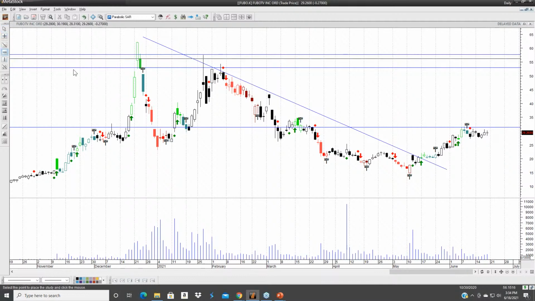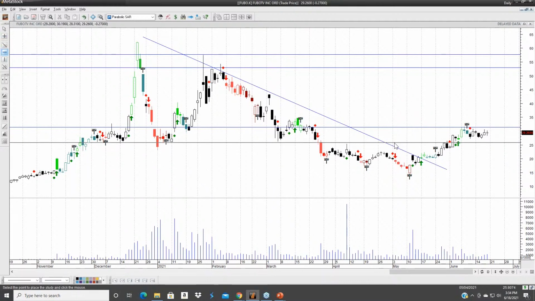And then in terms of lower levels of support, there's a fairly strong one here around 26. You can see. And with these support and resistance levels, once a resistance level is broken, it tends to become support, and vice versa. Once a support level is broken, it tends to become resistance. You see that happening frequently with this stock. So now that this 26 level is broken, that's now a level of support.